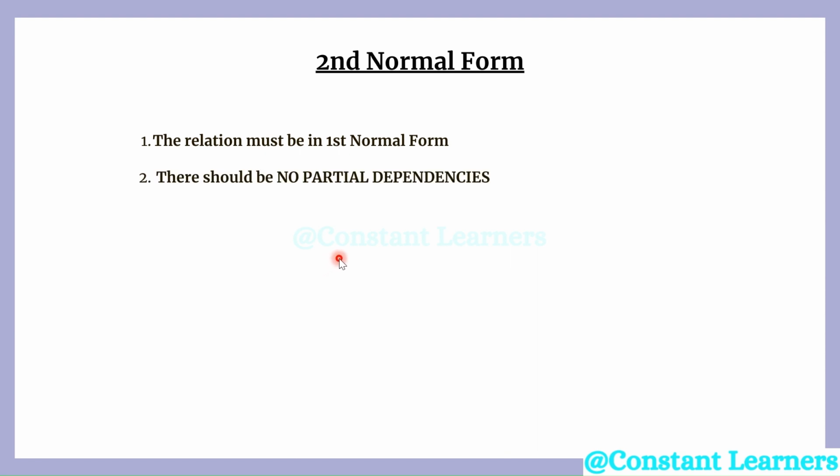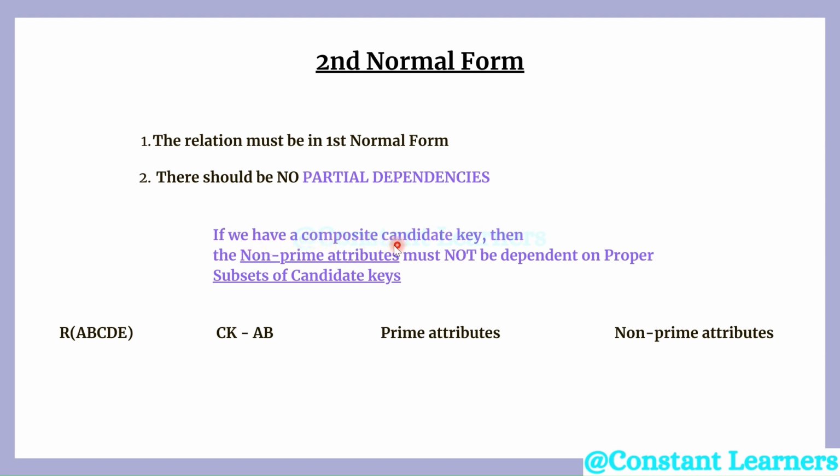Now, what are partial dependencies? See, if we have a composite candidate key. What is a composite candidate key? That means when a candidate key is made up of more than one attributes, right? That is two or more than two attributes. Then we say that it is a composite candidate key. Then the non-prime attributes must not be dependent on proper subsets of candidate keys. All of these words, if you're finding these difficult, please first go and watch the video on partial dependencies. You must know what are non-prime attributes, what are prime attributes, and what are the proper subsets of candidate keys, right?